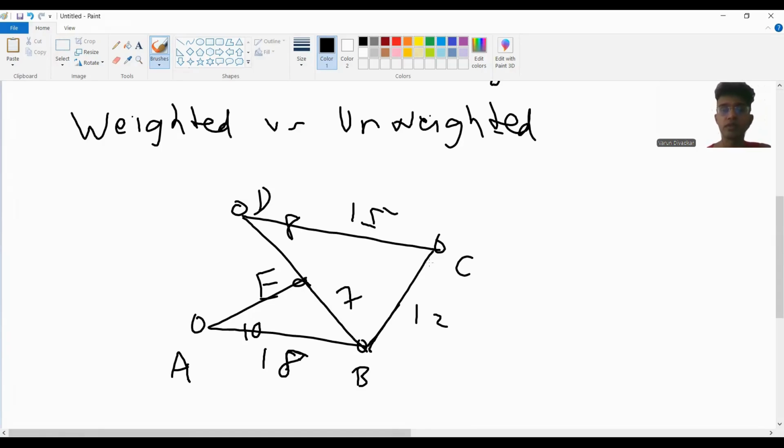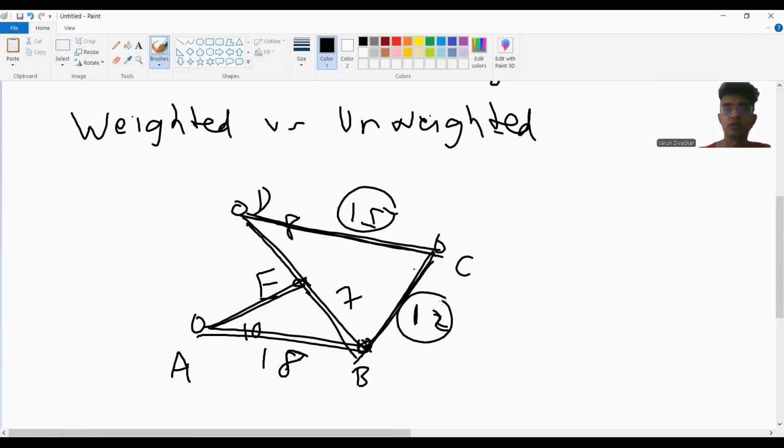So here you see even though these connections do not have any direction, they still have different intensities, right? They have been separated by different distances, right? The connection between B and C is of 12 units, whereas the one between D and C is of 15 units. So this kind of a graph where you have weights is called a weighted graph.